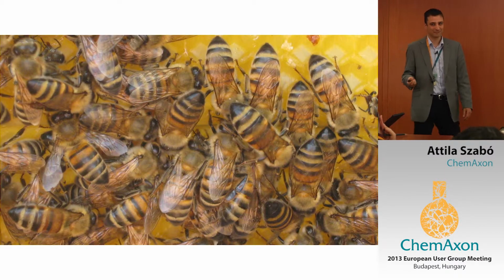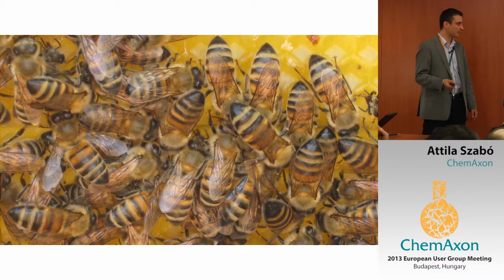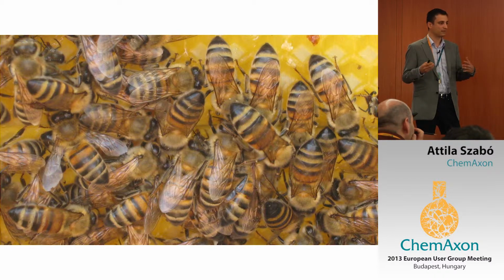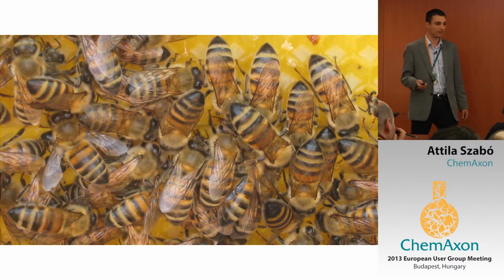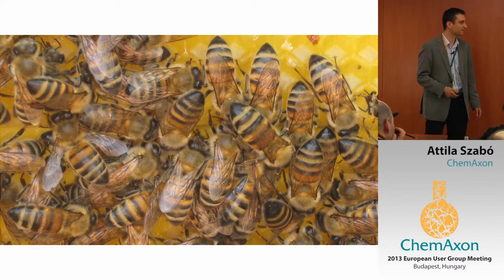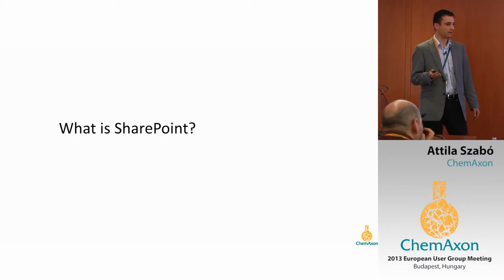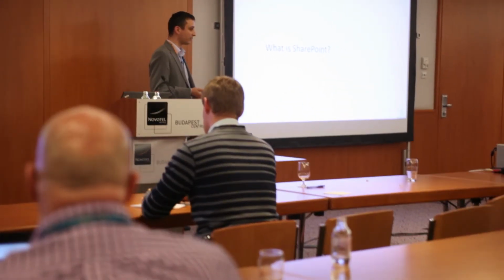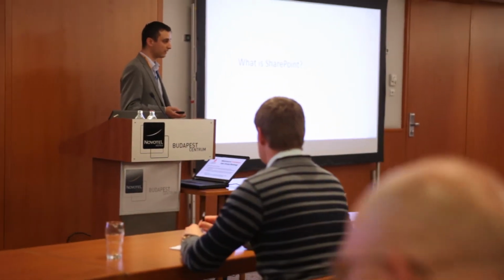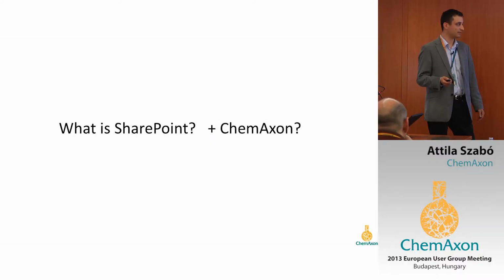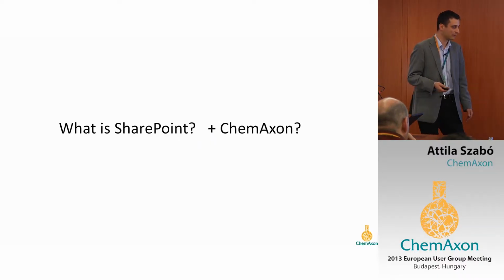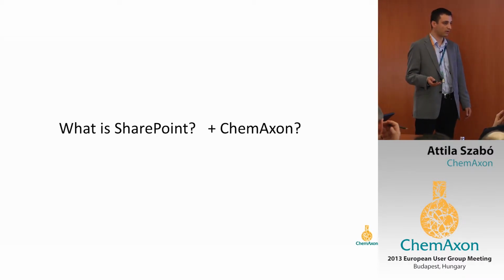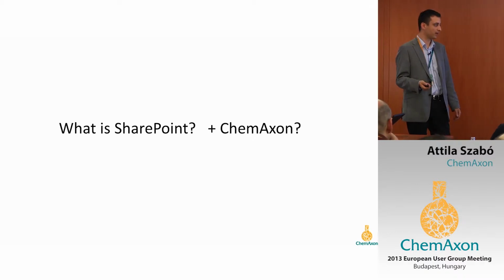Let me start my presentation with a rough analogy, which is a beehive. And what a beehive is all about. It is collaboration and sharing information to work better together. And it is similar to a company which is using SharePoint. So this gives us a short answer what SharePoint is. But by default, SharePoint is not aware of chemistry. So it makes sense to ask, what if we put together SharePoint and ChemAxon? Because with ChemAxon platform, we can bring chemical intelligence into SharePoint.